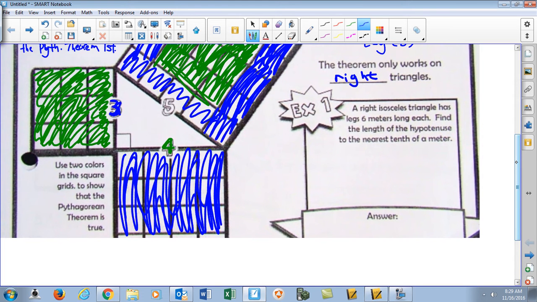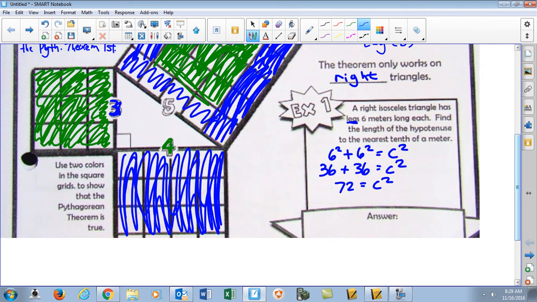So that means if it's a triangle and the sides are 6, the 2 legs are 6. So you're going to say a squared plus b squared, because a and b are both 6, because that's what it says here, the legs, equals, and we have to find the hypotenuse, c squared. So 6 squared is what? 36. And 6 squared is 36. So when I add 36 and 36 together, I get 72.